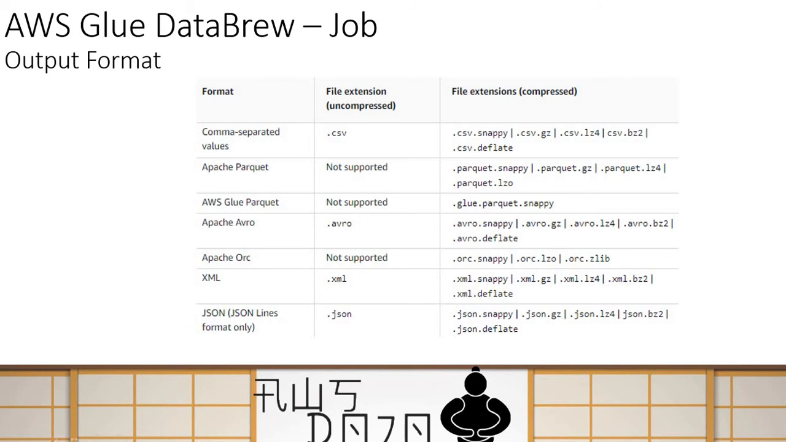Okay. So moving on, what kind of output does the job support? You can see that the job can write output in both compressed and uncompressed format. And these are some of the data formats it supports when writing data at the output location in compressed or uncompressed format.